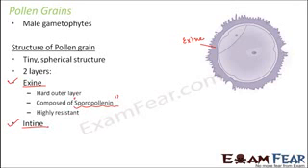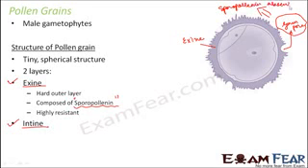For example, you can see these gaps, and these gaps where sporopollenin is not present are known as the germ pore. Why pore? Because it is like a hole. And we will see what role this germ pore plays in the process of fertilization. We will have a look at that a little later. So germ pores are those areas on the exine where sporopollenin is absent.